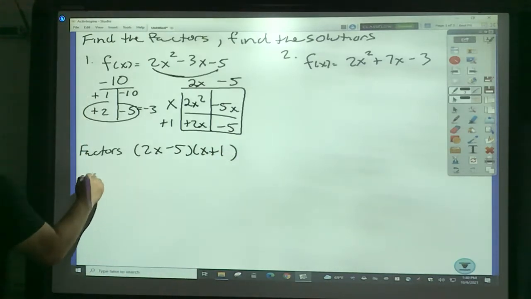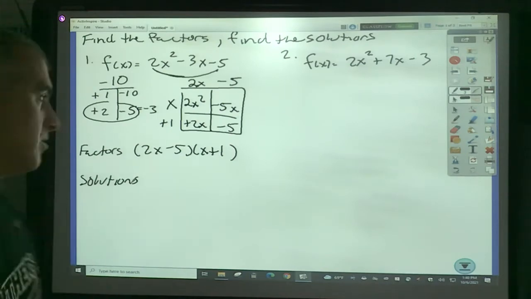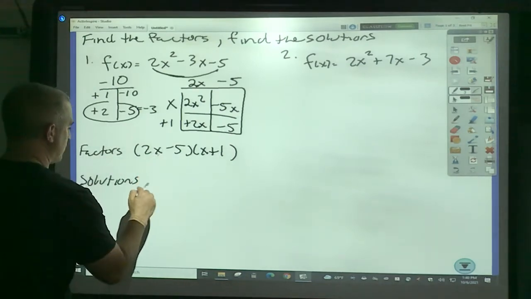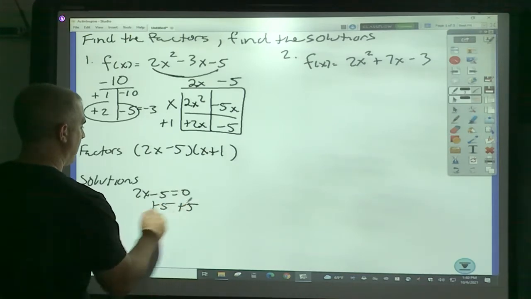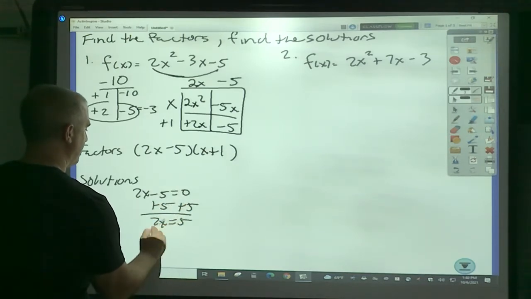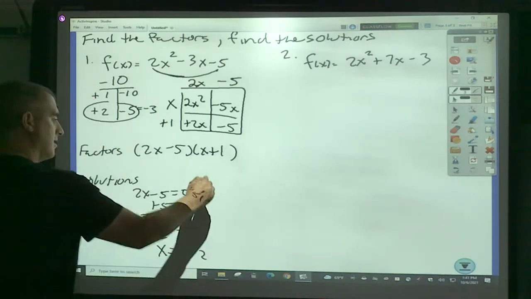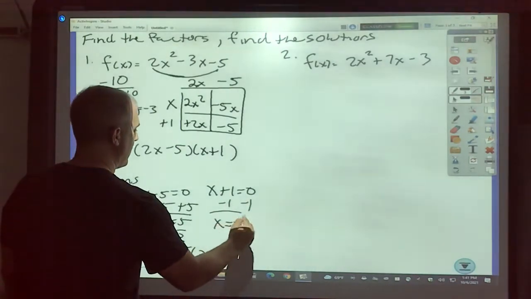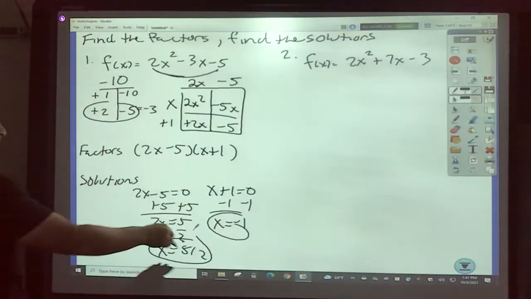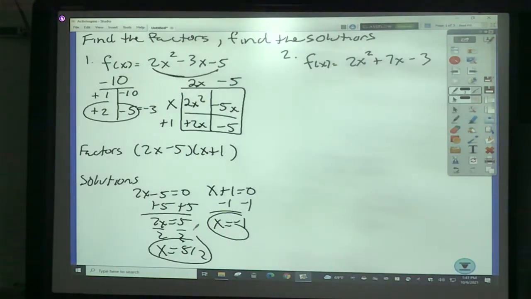Now, to find the solutions, it's easy if it's factorable. If it's factorable, I just have to solve the factors. Add 5, 2x equals 5, divide by 2, x is 5/2. This one, very simply, would be x equals -1. If you can mentally go from that being 5/2 to that being -1, fantastic.